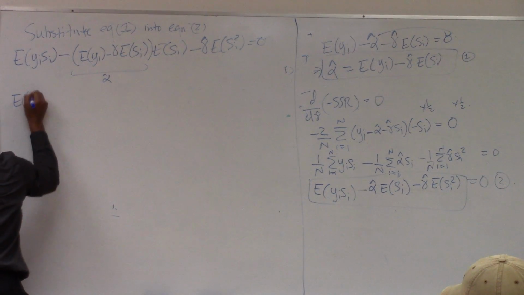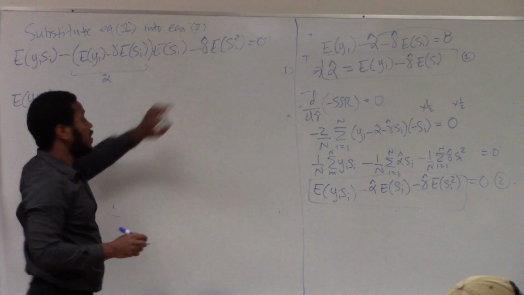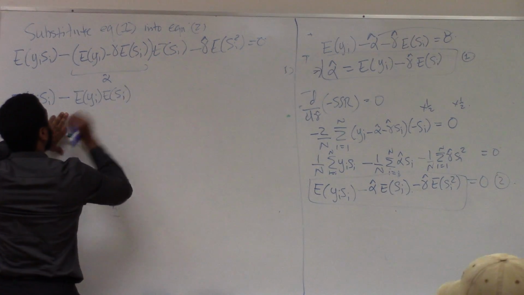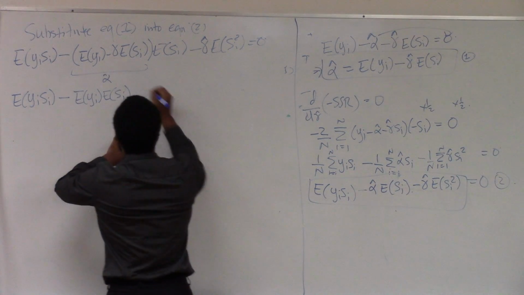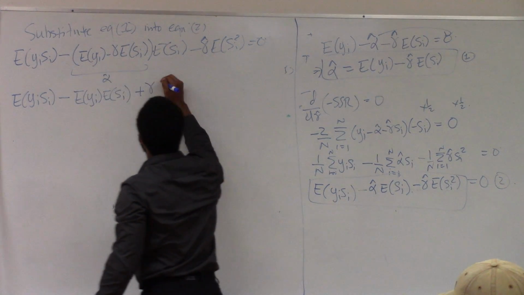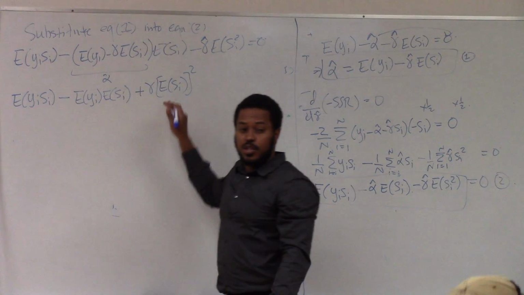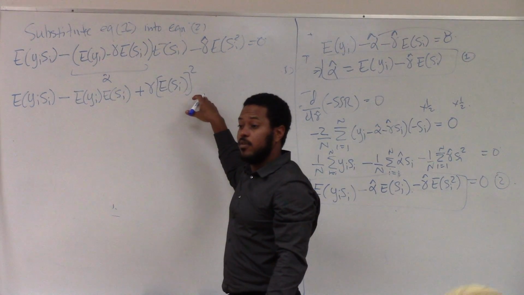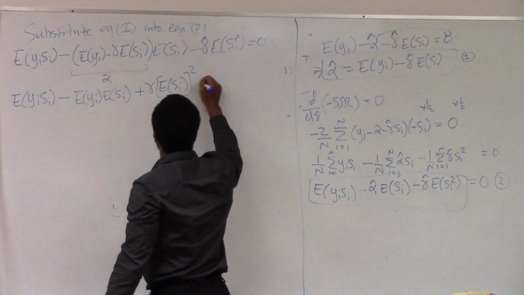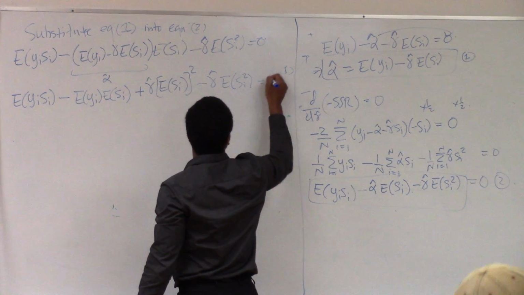So this says the expected value of yi times SI, this is the product of these two things, minus the expected value of yi times the expected value of SI. Okay? And then here we're going to get plus gamma, because we have minus times a minus, times the expected value of SI, and this quantity is squared. So this is just the expected value of SI times itself, which is different from the expected value of SI squared. Okay, and then we get minus gamma hat times the expected value of SI squared, equal to 0.